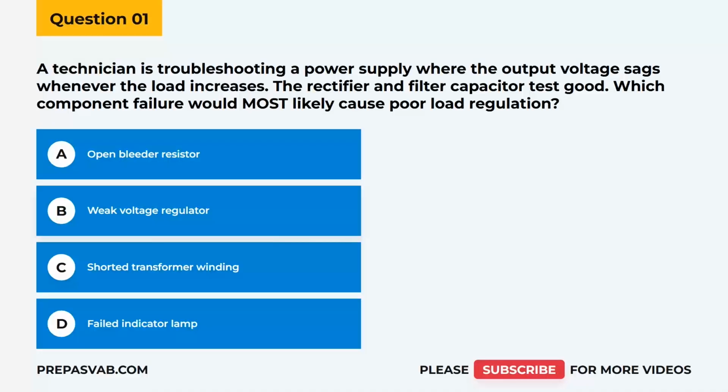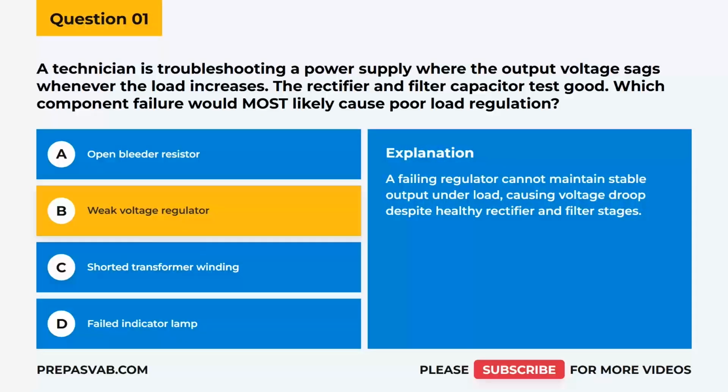Question 1. A technician is troubleshooting a power supply where the output voltage sags whenever the load increases. The rectifier and filter capacitor test good. Which component failure would most likely cause poor load regulation? A. Open bleeder resistor. B. Weak voltage regulator. C. Shorted transformer winding. D. Failed indicator lamp. The correct answer is B. Weak voltage regulator. A failing regulator cannot maintain stable output under load, causing voltage droop despite healthy rectifier and filter stages.